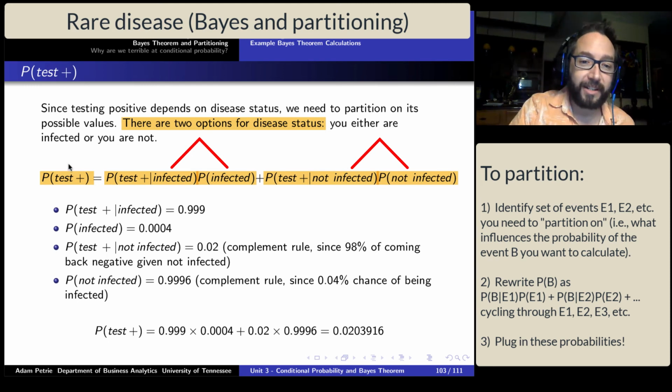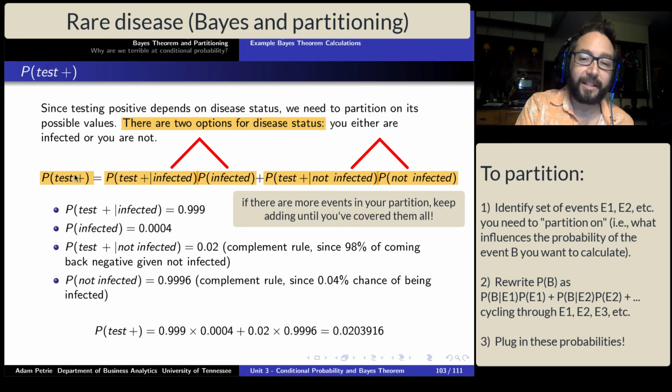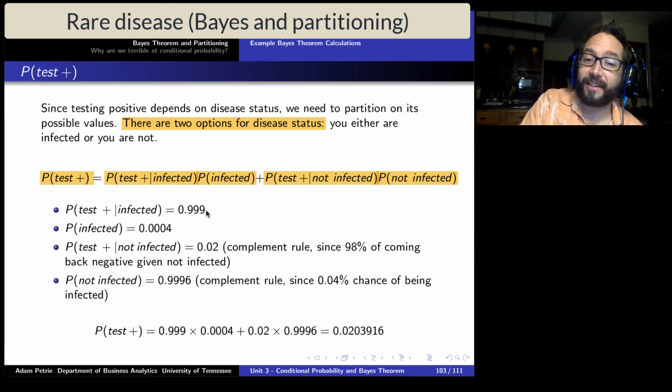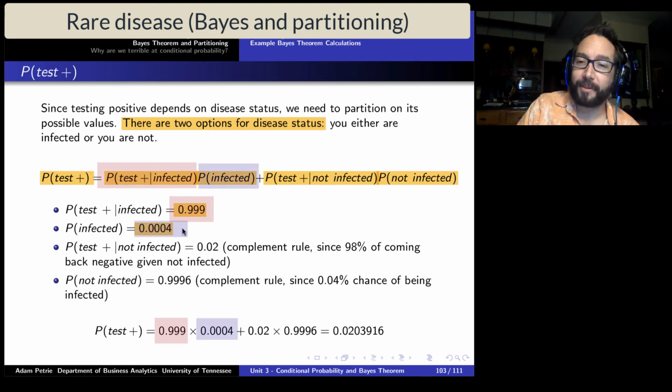And you're just going to take this event here, slap it to the left of the bar, and for each one of those events in the partition, it's going to be bar one event times the probability of that event, going through each event one in turn. And these will always be given to us. What do we know? The probability of testing positive given that we're infected, that's that 99.9%. The probability we're infected, that prior probability, 0.04% here.